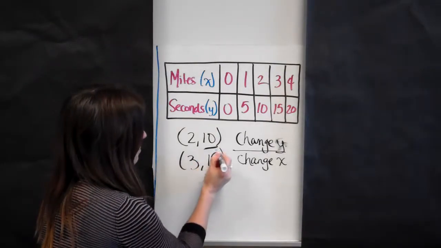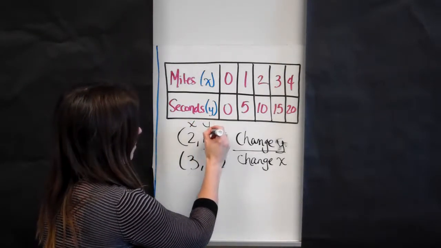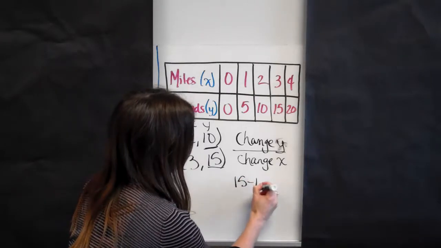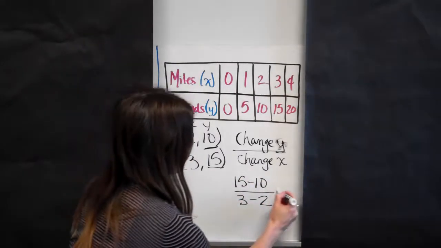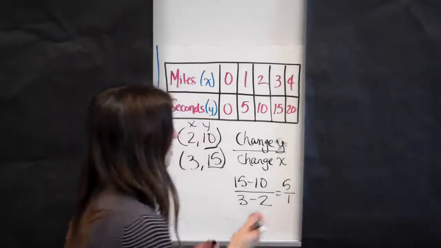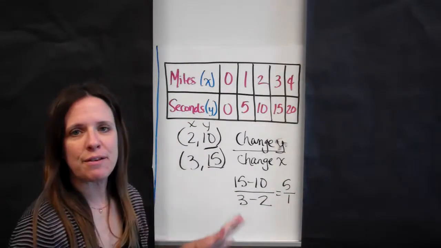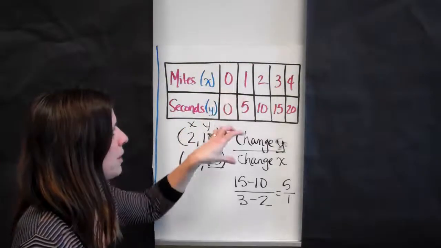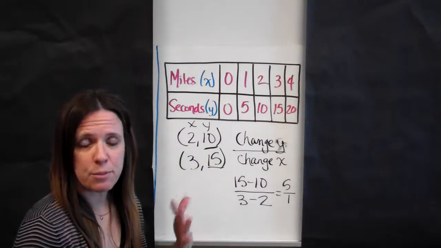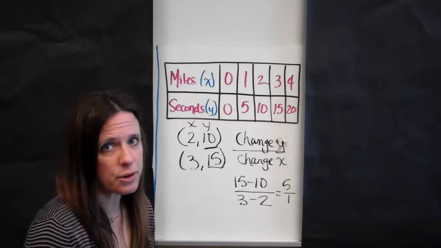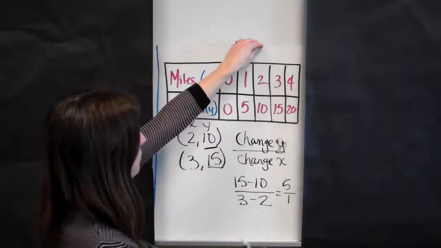And our y values come second in our ordered pairs. So we're going to do 15 minus 10 over 3 minus 2. 15 minus 10 is 5, 3 minus 2 is 1. So we get to that same answer of 5 seconds per mile just by pulling the values out of the table and writing the ordered pairs. You can do it either way. If the problem specifically asks you to do a graph, then you have to do the graph.